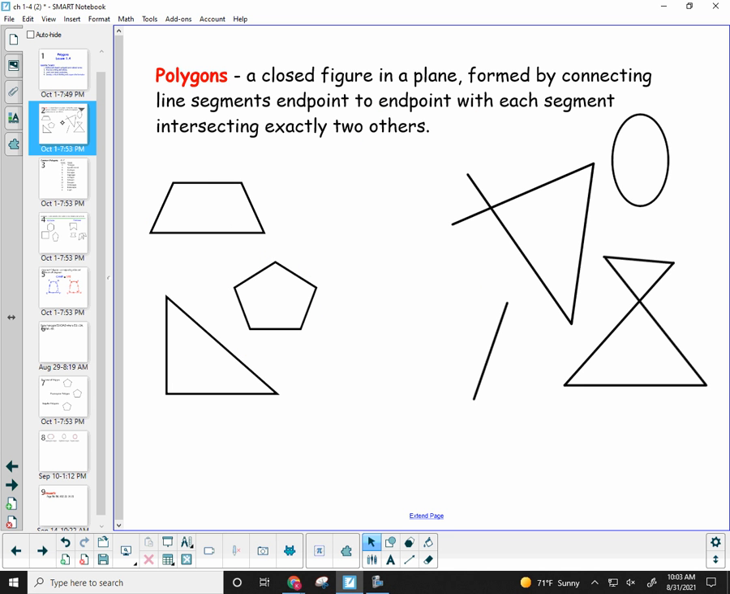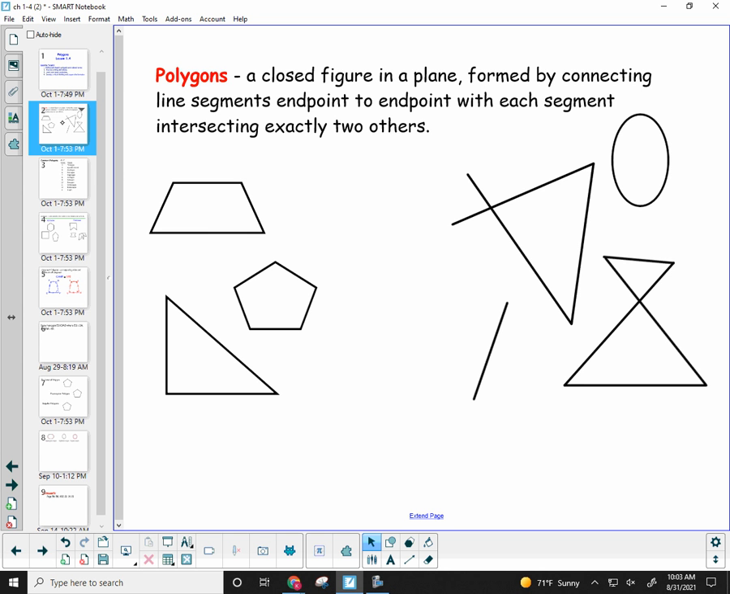So the first thing we need to do is define what a polygon is. Poly means many. It's really just a many-sided figure. Formal definition of a polygon: it's a closed figure in a plane. So we're still talking about that plane. It's formed by connecting line segments endpoint to endpoint, with each segment intersecting exactly two others. So it's endpoint to endpoint to create a closed figure.